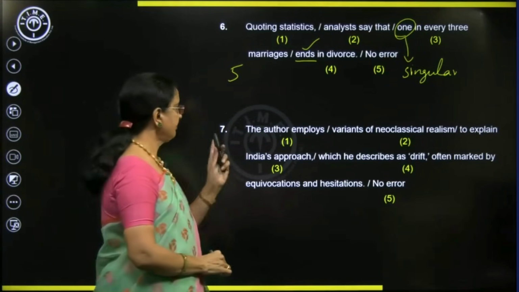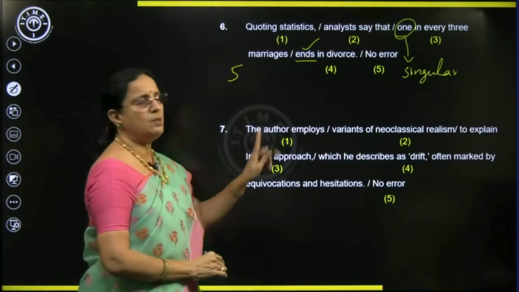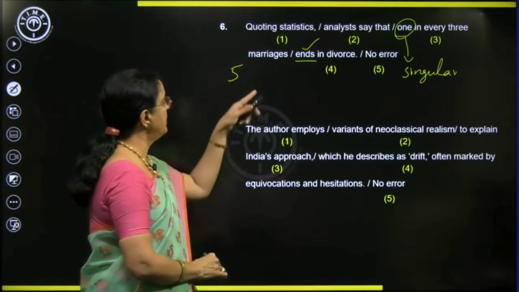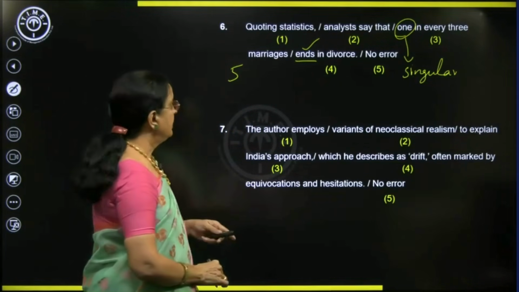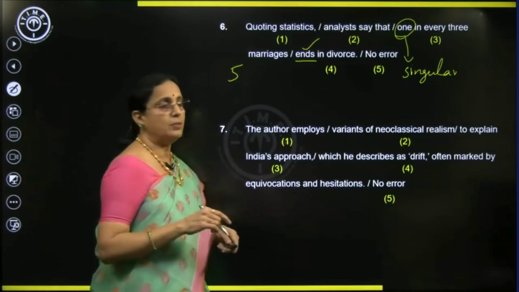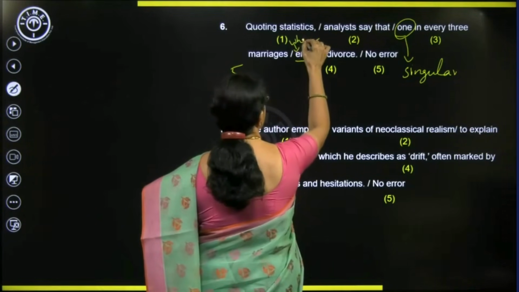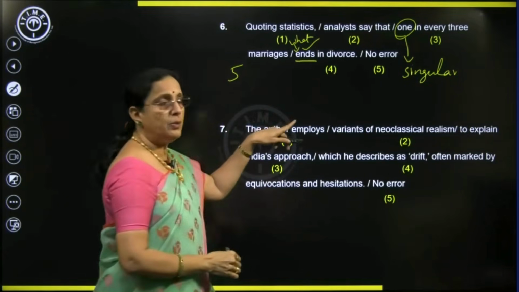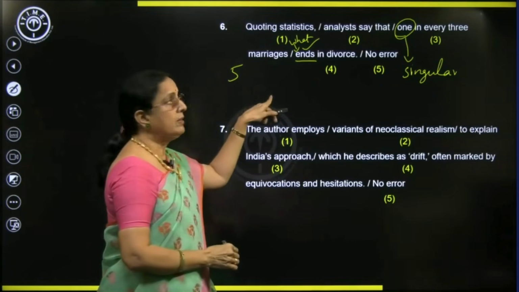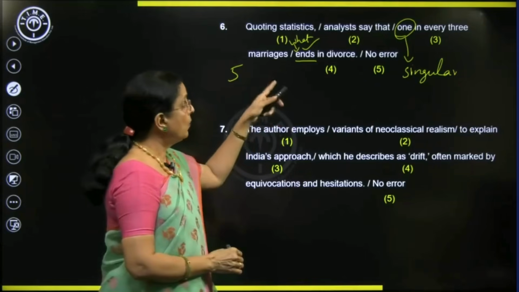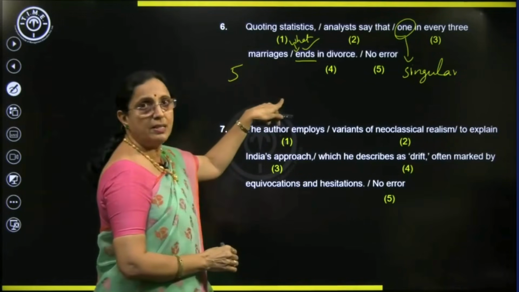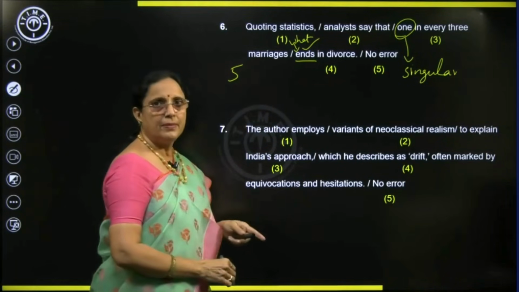Clear? This is very simple and straight. Only thing is you should know 1 is connected to ends here. And in order to get the subject of the verb, if you put the question word what, you get the subject. What ends in divorce? Not 3 marriages. Not even every 3 marriages. 1 in every 3 marriages. That is 1 ends. All right.